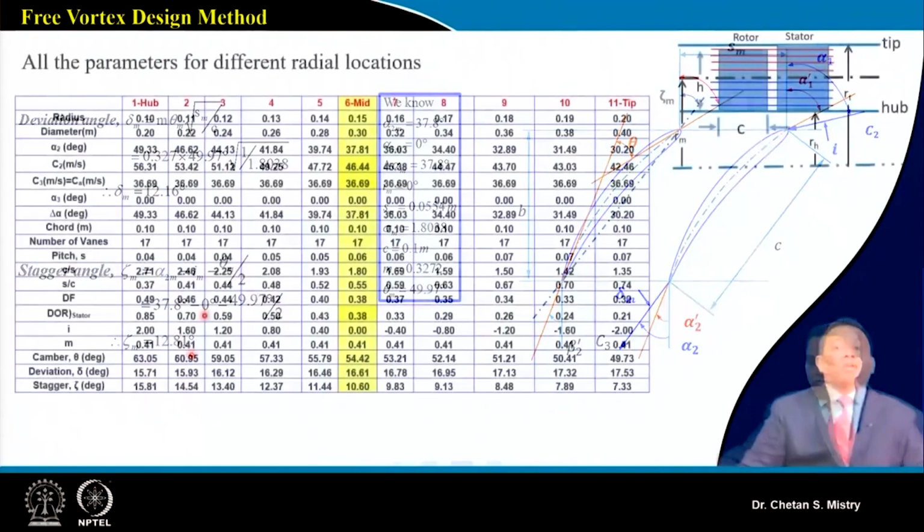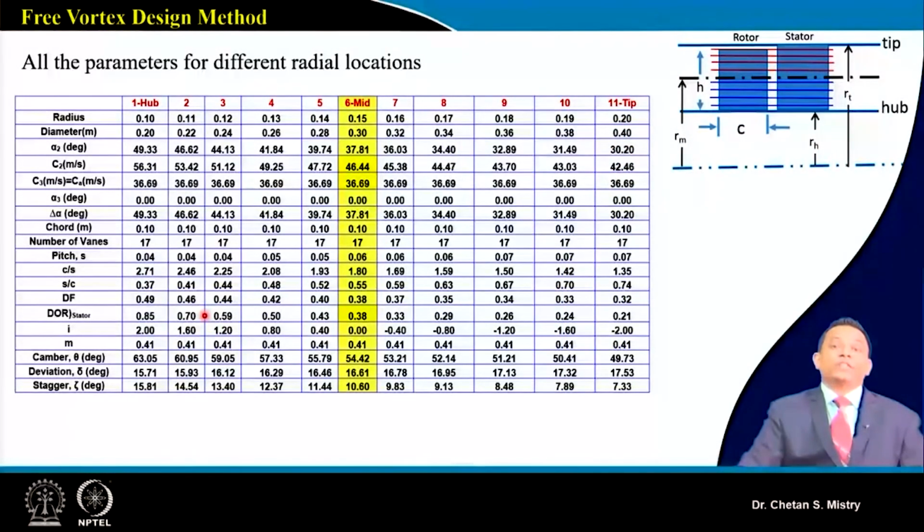Okay. Now we have done our calculation at the mid station. We already know our 11 stations in line with what we have done for the rotor. So these are our 11 stations. At all 11 stations, we can do our calculation for alpha 2, C2, C3, alpha 3, delta alpha. We can take the calculation for diffusion factor and degree of reaction at all the stations.